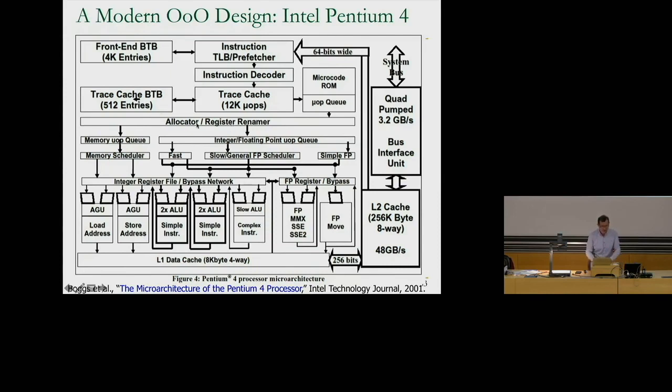It renames the registers, and then it sends the instructions to different reservation stations, as you can see. Memory scheduler, this is the memory part. And it has a floating point unit scheduler, simple floating point, or slow and general floating point unit, and a fast integer ALUs, as you can see. And you can see that this scheduler feeds two ALUs over here, and there's a slow scheduler. Scheduler is really the reservation stations that feed this complex one.